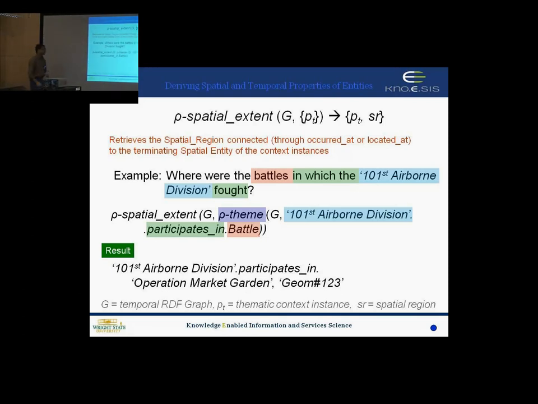Like what were the battles in which a particular platoon was involved. So what we can do is we can specify what is the spatial extent of this particular division, and then you can even do things like overlap and so on to figure out what were the battles in which the 101st Airborne Division fought, and what are the overlapping regions of this platoon with the 100th Airborne Division.